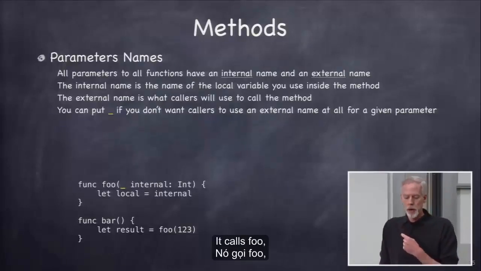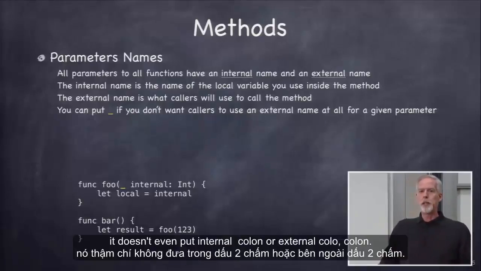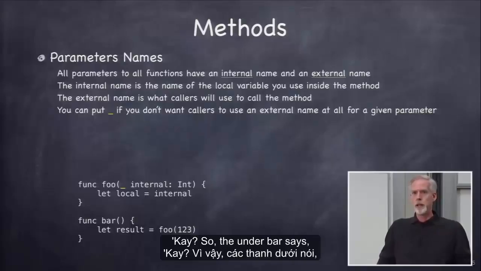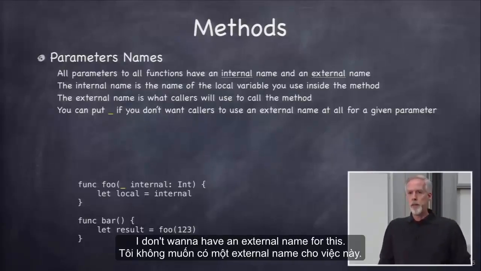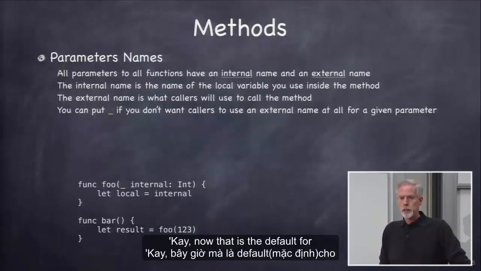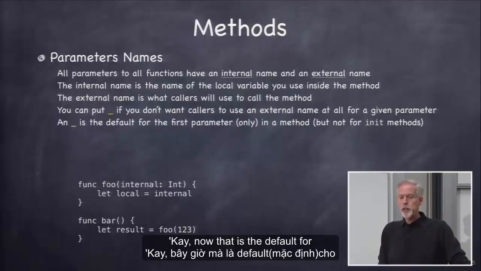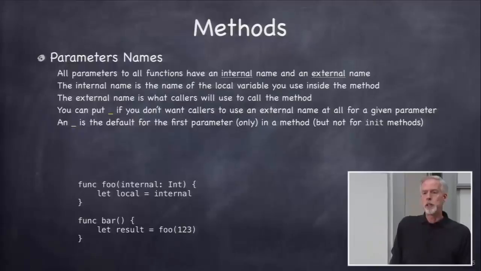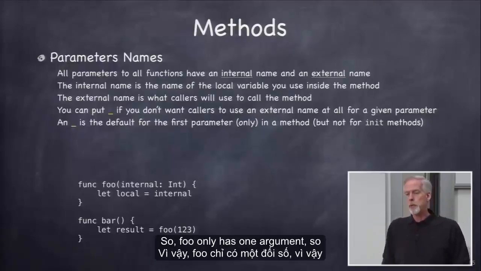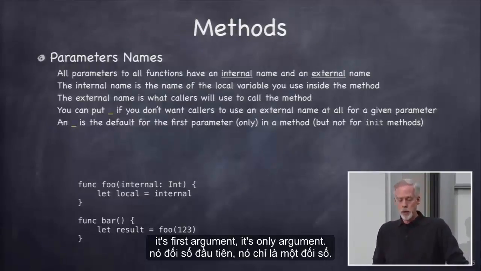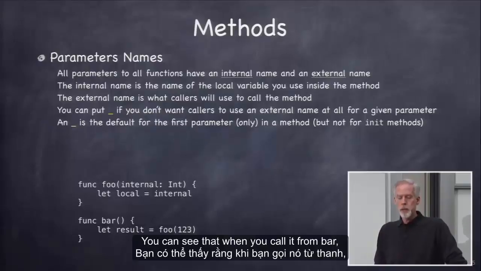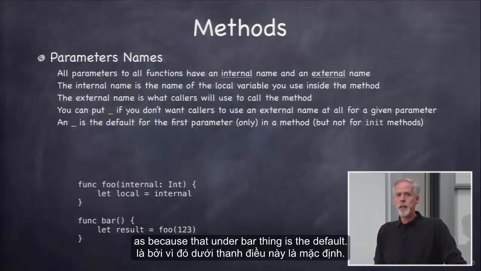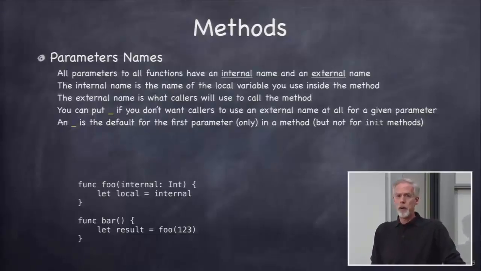So now look at bar. It calls foo. It doesn't even put internal colon or external colon. It just puts the argument there. So the underbar says, I don't want to have an external name for this. Now that is the default for the first argument to a function. So foo only has one argument, its first argument, its only argument. You can see that when you call it from bar, you don't say internal colon. That's because that underbar thing is the default.